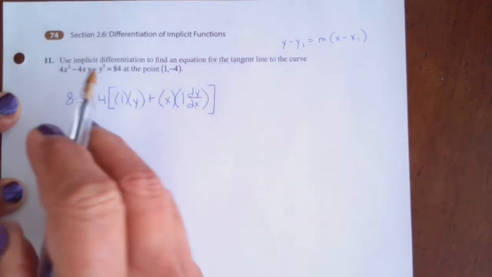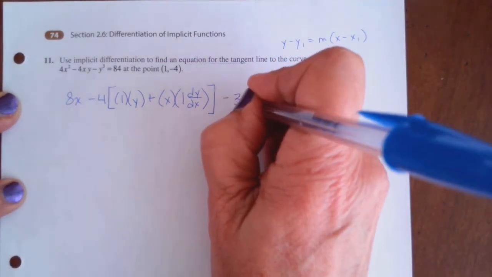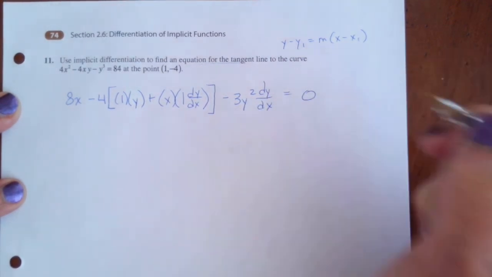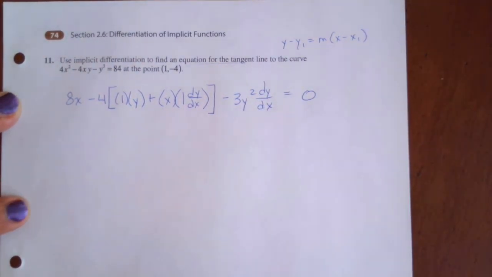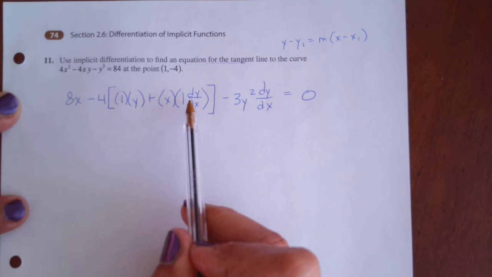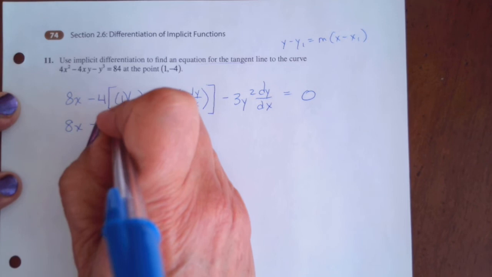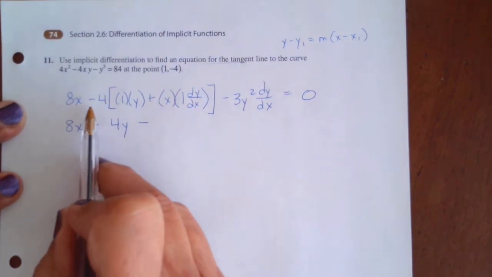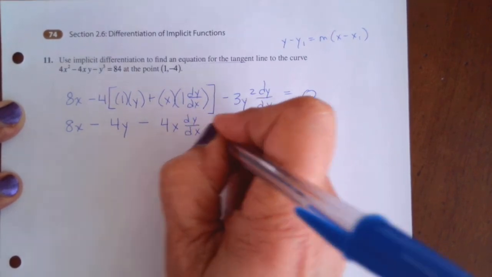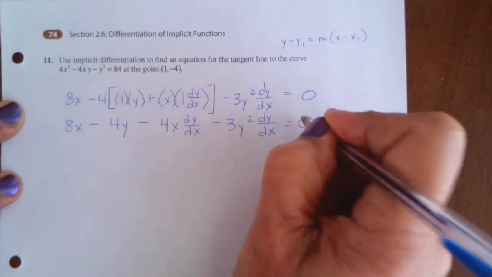Okay, so there's the product rule. Now we're going to do the derivative of negative y cubed, which would be minus 3y squared dy/dx, another y term. And the derivative of 84 is 0. All right, so now I can distribute the negative 4 through both of these. We've got 8x, minus 4 times 1 times y would give you negative 4y, minus 4 times x times 1 would be 4x dy/dx. And you've got the minus 3y squared dy/dx equals 0.